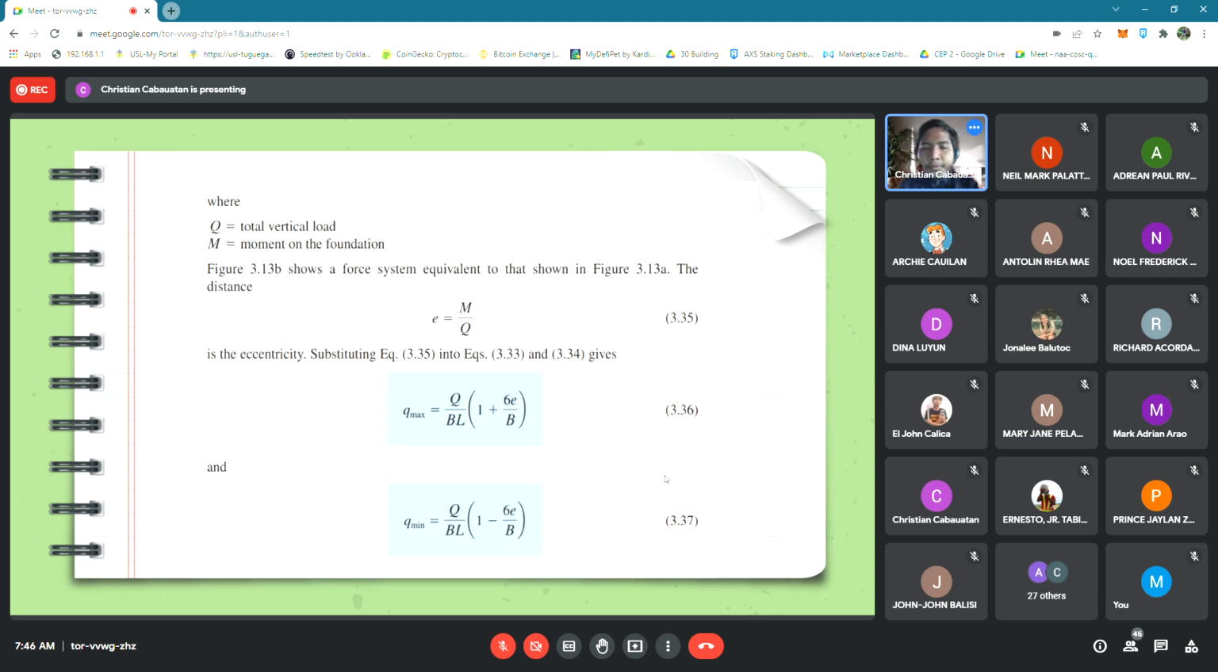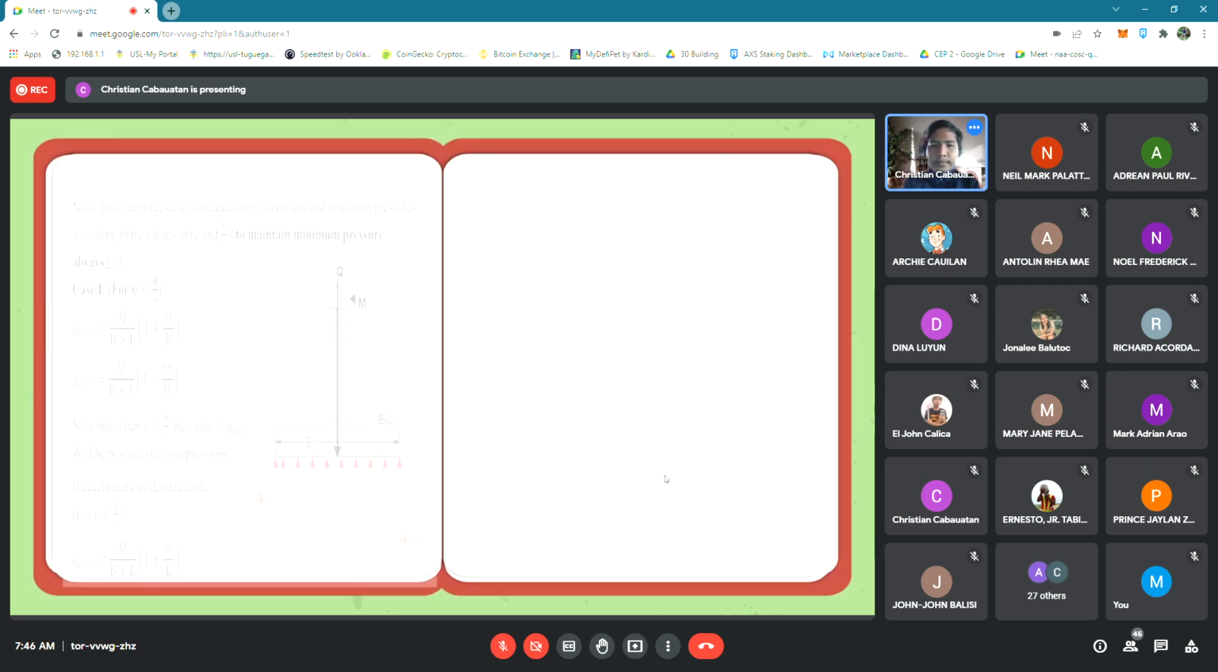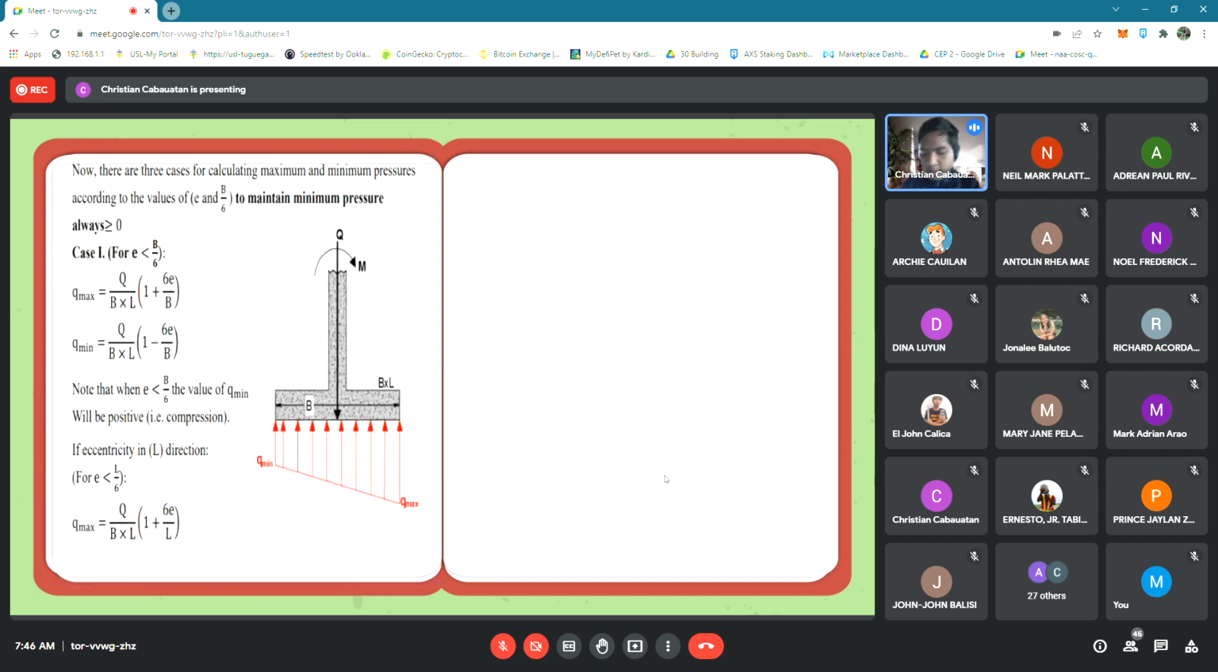Okay? For Q min, it would be the same, no? The only difference of it sa Q max, it is the sign convention. Okay? For Q min, it would be Q divided by B times L, times 1 minus 6E over B. Okay? So this is the concept for that.